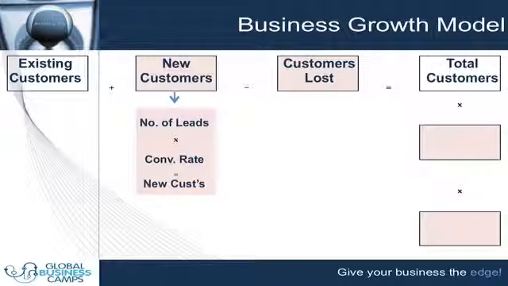So as you can see, there are things there that we can control. We can't control existing customers because they're there. We can control new customers. We can control the customers we lose. We end up with total customers.